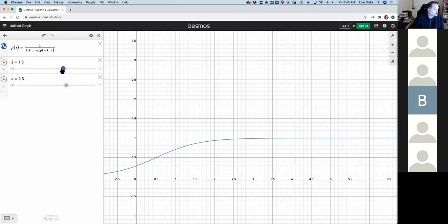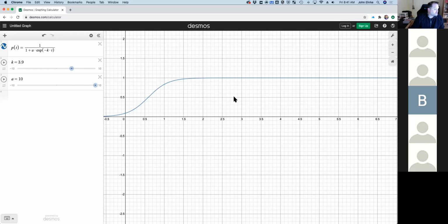So k controls how quickly everyone will hear the rumor, and a controls the starting number of people that hear the rumor. Notice if I just switch k, it doesn't change the starting amount, but if I switch a, it changes the starting amount of people that hear the rumor. And there are only certain values of a that work. We can't make a negative a because you can't have negative people that initially hear the rumor. And the bigger a gets, the fewer people initially hear the rumor, and the longer it takes before you get full saturation.